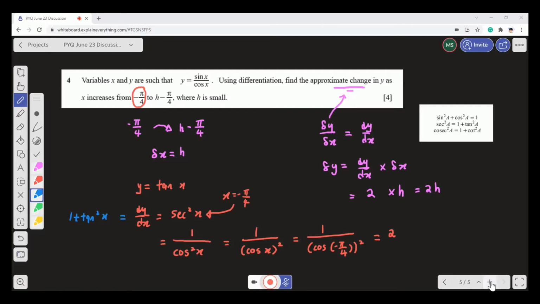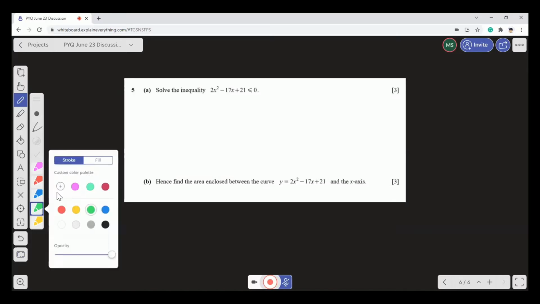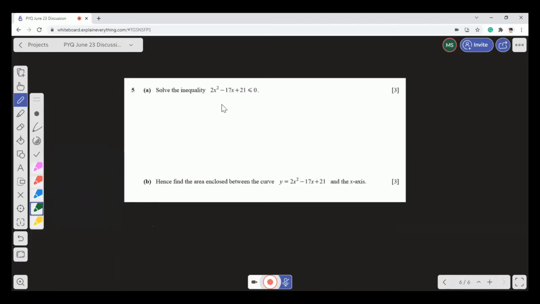Okay, question number 5. Maybe we can start with Yen Tong. Yen Tong, do you still remember how to do this? Inequality? Yeah, I think. You think so? It's okay, never mind. Just tell me how. Factorize. X minus 7 and 2x minus 3. Then what's the next step? X equals 7 and x equals 3 over 2.